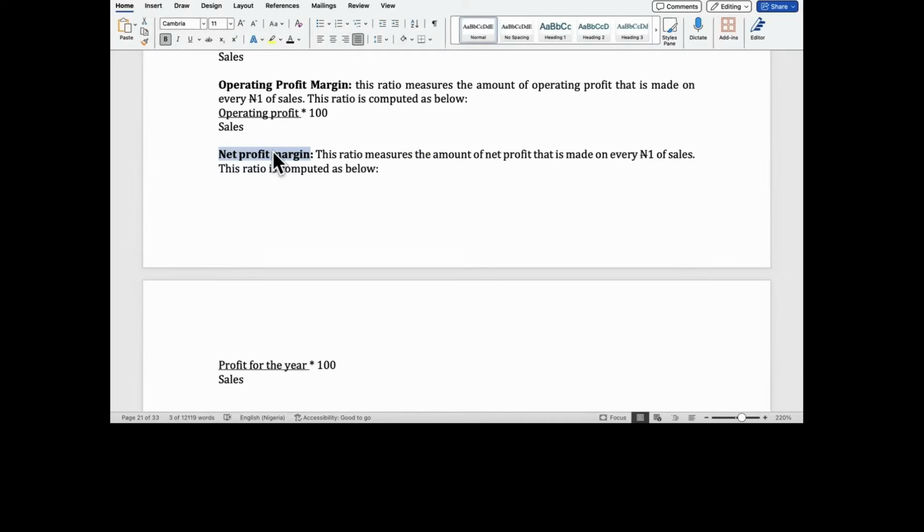Not necessarily tax, because tax is something that is outside of our control. There's nothing you can do about it. That one is a compulsory levy. But those other ones are within your control. You can manage those other ones, right? So it is interest.